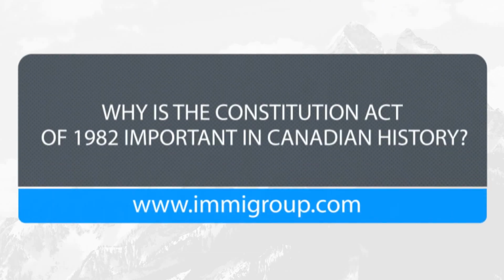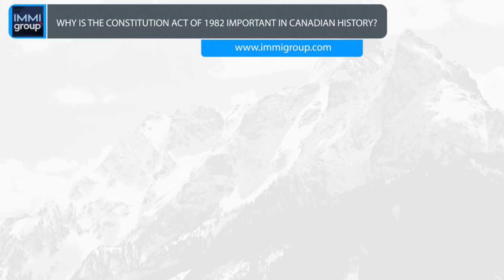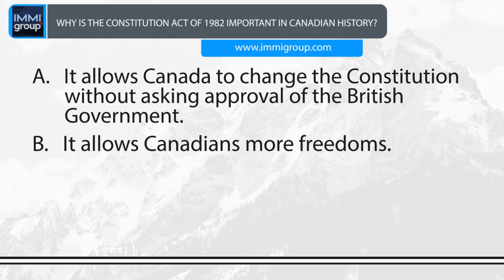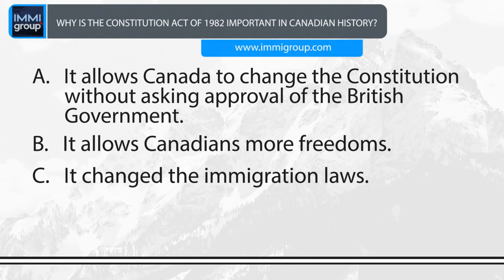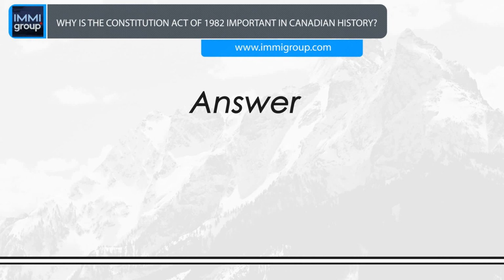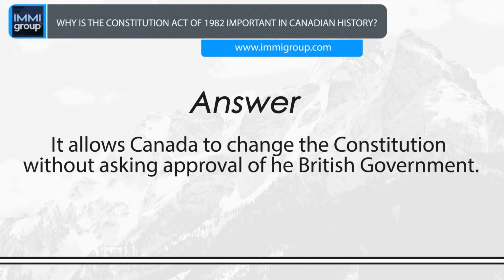Why is the Constitution Act of 1982 important in Canada? A. It allows Canada to change the Constitution without asking approval of the British government. B. It allows Canadians more freedom. C. It changed the immigration laws. D. The Queen became more involved in Canadian government. Answer: It allows Canada to change the Constitution without asking approval of the British government.